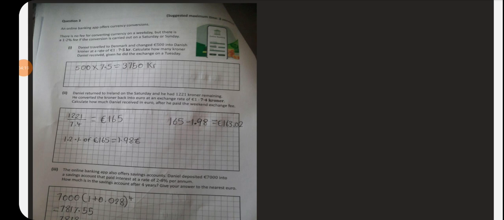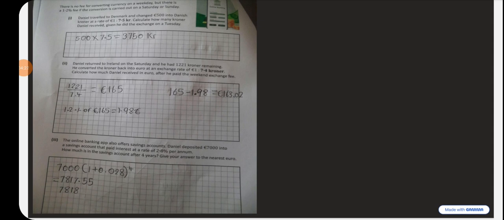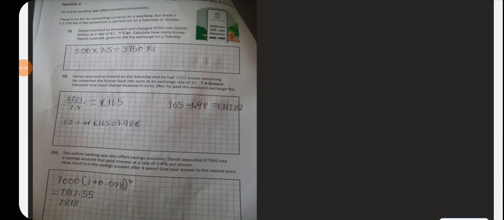So you do 500 euro multiplied by 7.5 kroner, which is 3,750 kroner. And then Daniel returned to Ireland on Saturday and had 1,221 kroner remaining. He converted the kroner back into euro at an exchange rate of 7.4 kroner. Calculate how much Daniel received in euro after he paid the weekend exchange fee. So 1,221 divided by 7.4 equals 165 euro.